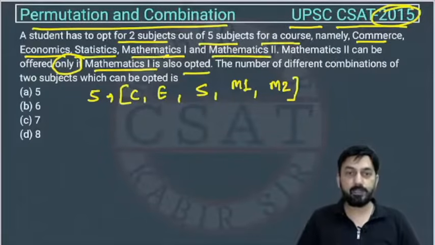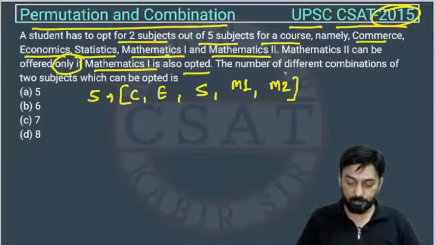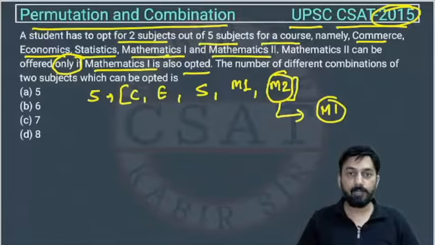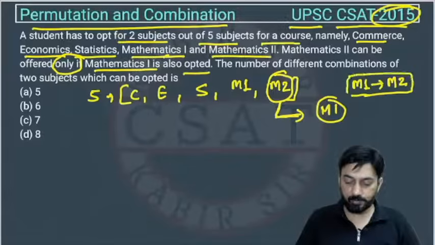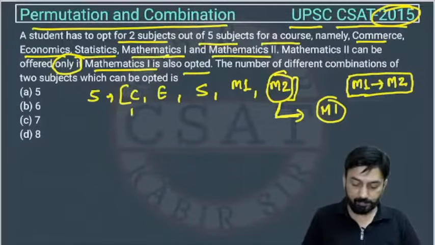There is one more condition given: mathematics 2 will be chosen only if mathematics 1 is chosen. Mathematics 2 cannot come with any other subject, but mathematics 1 can come with other subjects. So this is the only one case: if M1 is selected, then he can opt for M2 also. The other case we will see from here.